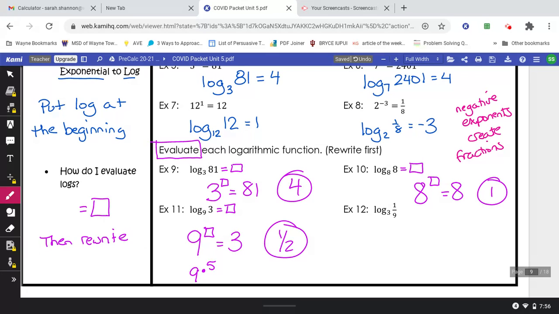Example 12, put the equals box, first, last, and second. This one is a lot like problem number 8. When you need a fraction, 1/9, you're going to use a negative exponent. So we'll use the exponent of -2.